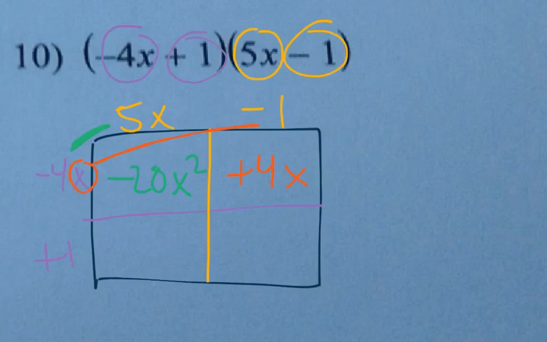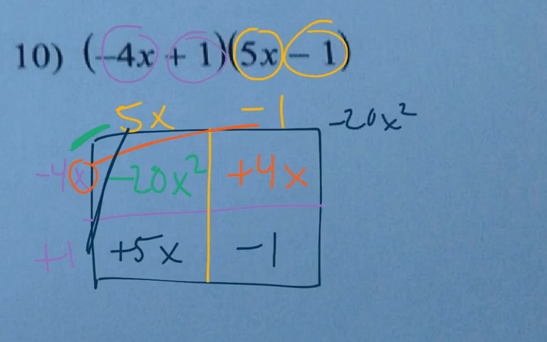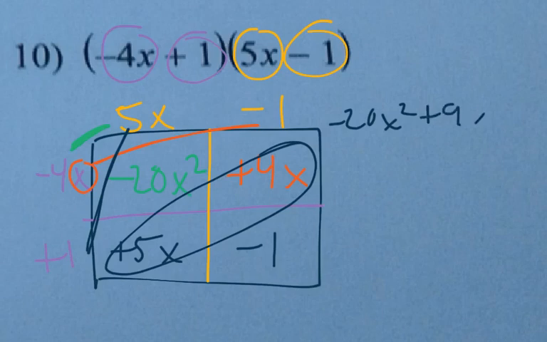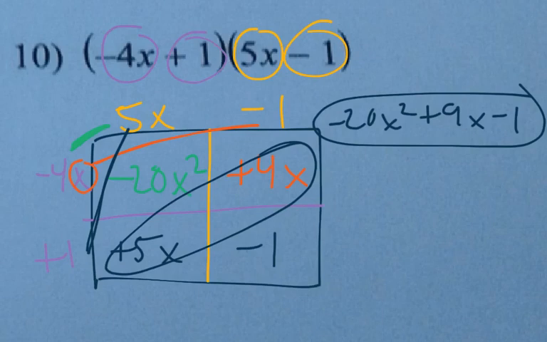Now I'm going to take the 1 with the 5x. So that's going to be a +5x. And then finally, 1 times -1 is -1. So what is my final answer? -20x squared. The 4x and the 5x go together, so that's 9x minus 1. Pause the video if you need to take notes.